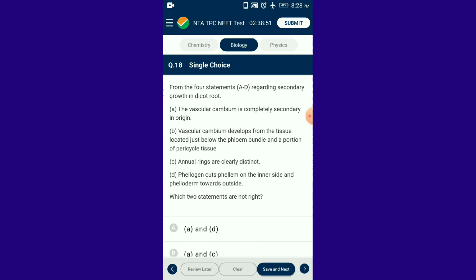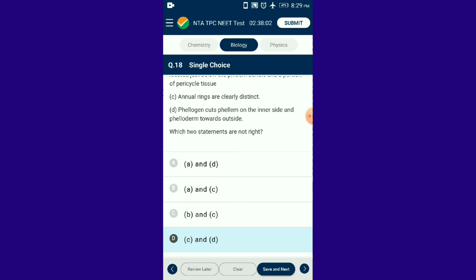Question number 18. From the four statements regarding secondary growth in dicot root, plant growth is of two types, primary growth and secondary growth. In primary growth, the length of the plant part increases due to primary meristem. This activity is achieved by the process of differentiation. By differentiation, primary permanent tissues are formed from primary meristem. In older dicot plants, primary permanent tissue becomes meristematic and produces secondary meristem by the process of de-differentiation. Secondary permanent tissues are formed by secondary meristem through the process of redifferentiation. So the answer for this question is option D.